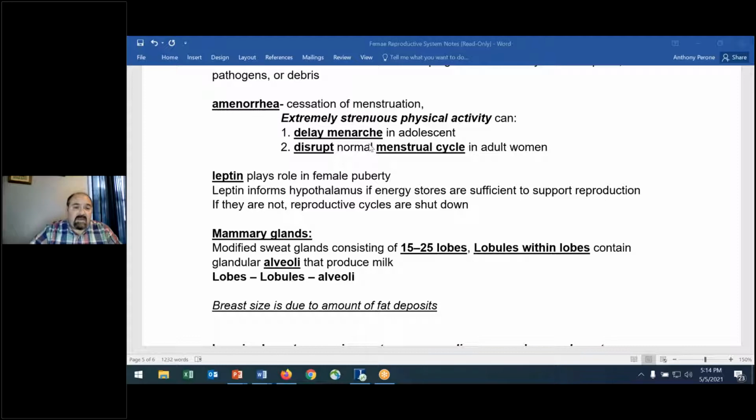You'll see here, let's see what else. Leptin. Leptin is important because it informs the hypothalamus if energy stores are sufficient to support reproduction. If they're not, this also plays a role as far as puberty is concerned and the ability to have your cycle.